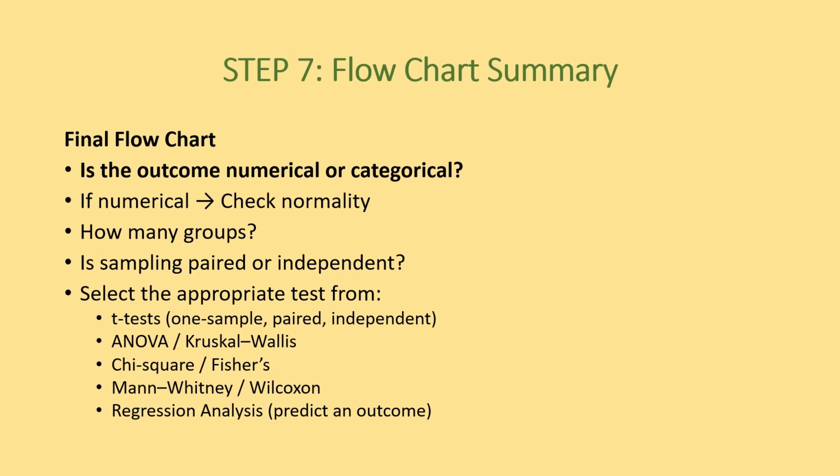Step 7. Flowchart summary. Final flowchart. Is the outcome numerical or categorical? If numerical, check normality. How many groups? Is sampling paired or independent? Select the appropriate test from t-test: one sample, paired, independent; ANOVA, Kruskal-Wallis test, chi-square, Fisher exact test, Mann-Whitney or Wilcoxon. If we want to predict an outcome, use different regression models.